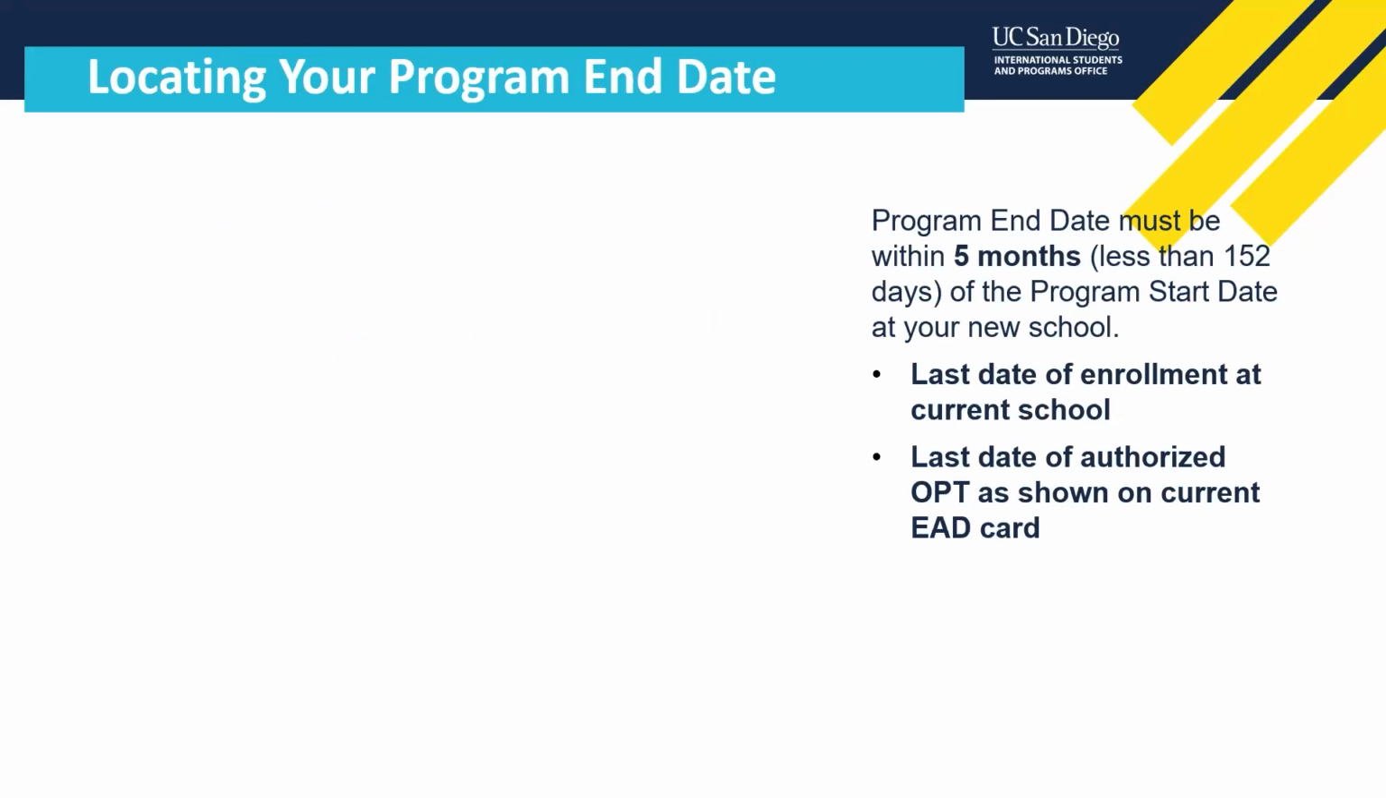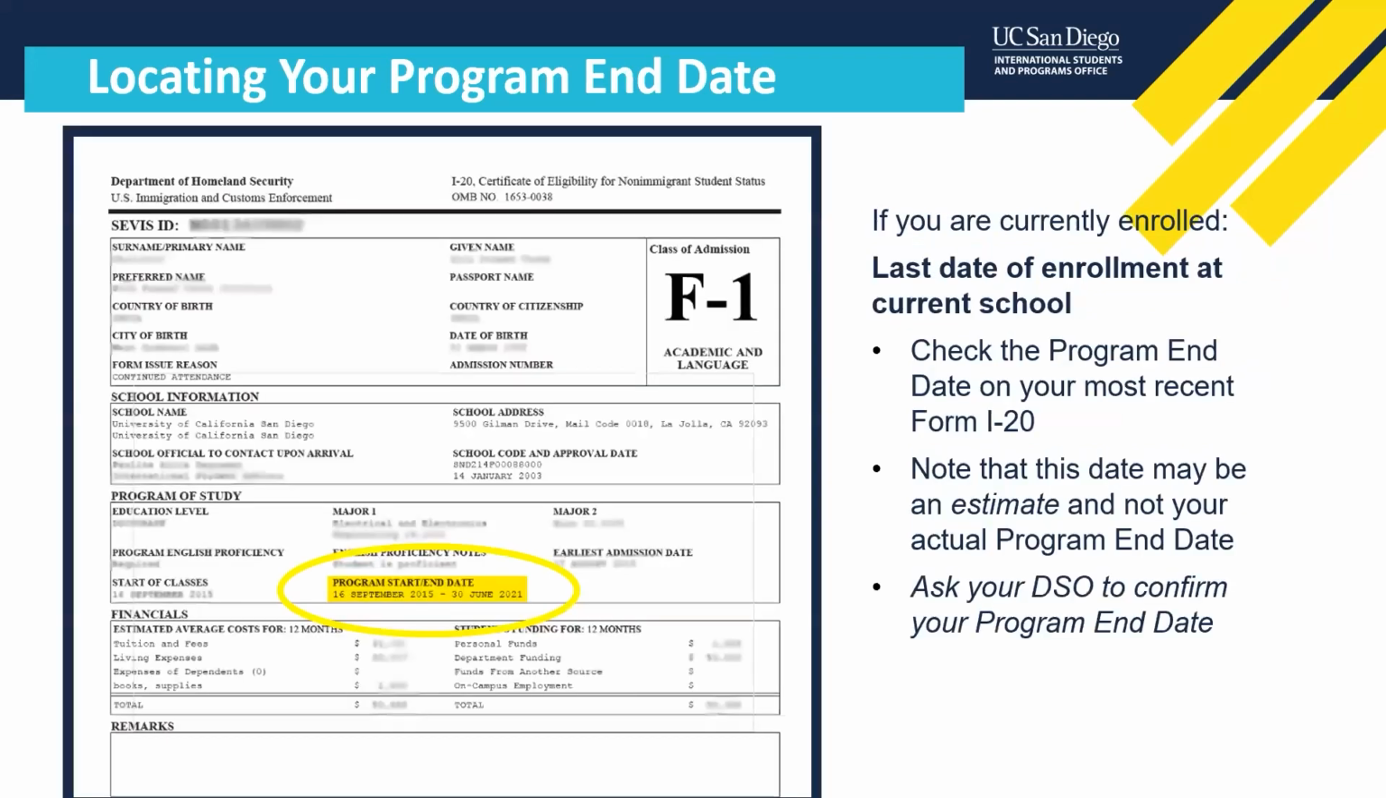So remember that in order to be eligible for transfer, you first need to determine that the start of your program here at UC San Diego is within 5 months of your last date of enrollment at your current institution or your last date of authorized OPT. So your program end date can be one of 2 things, either your last date of enrollment, or if you are on OPT, it will typically be the last day of your authorized OPT.